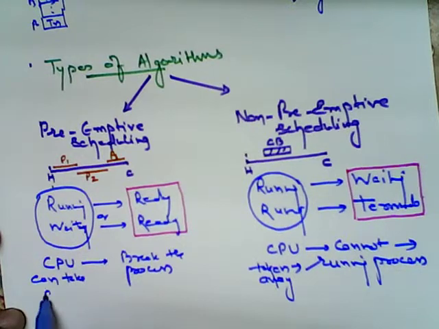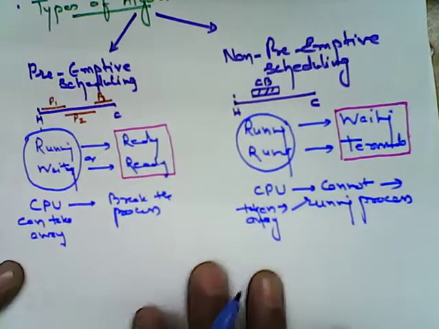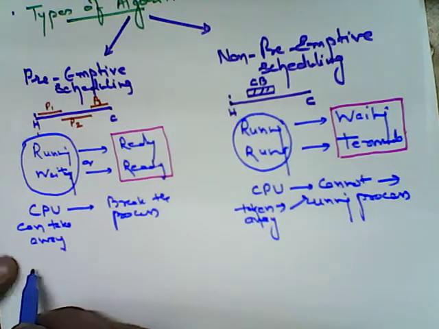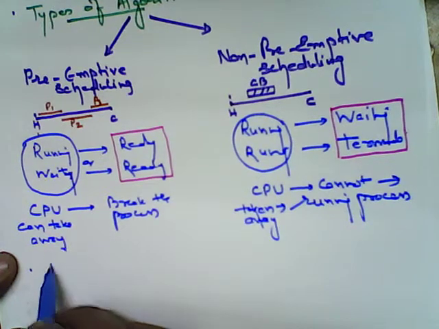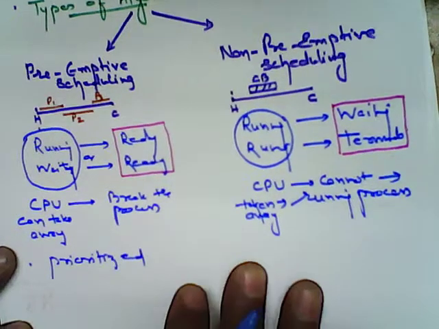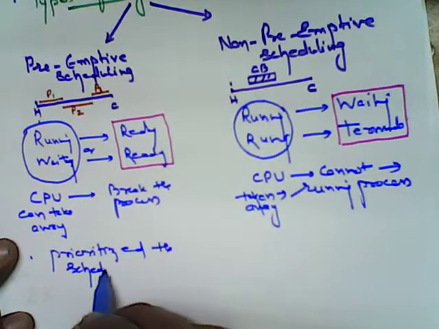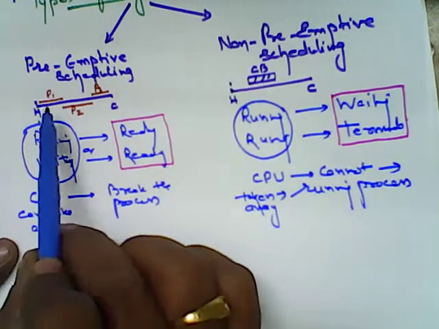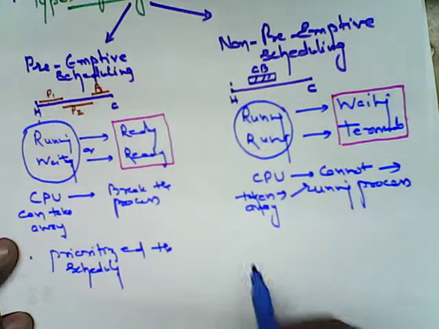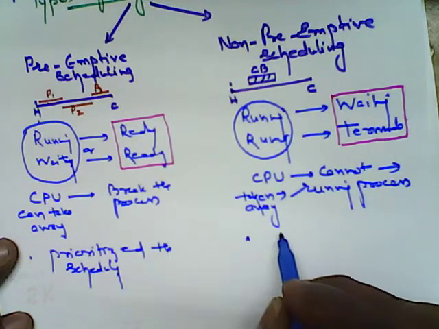Now here the advantage of the preemptive scheduling is that you can prioritize the scheduling, because you see here you are having P1, here having P2, P3, but here what happened, once it starts it has to end. So here you cannot delete or interrupt.